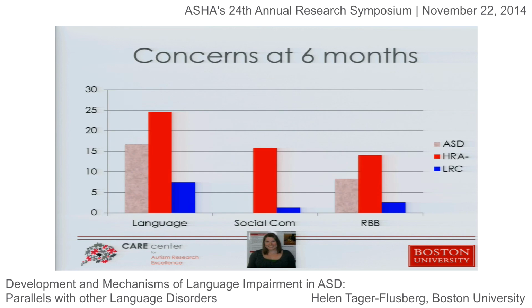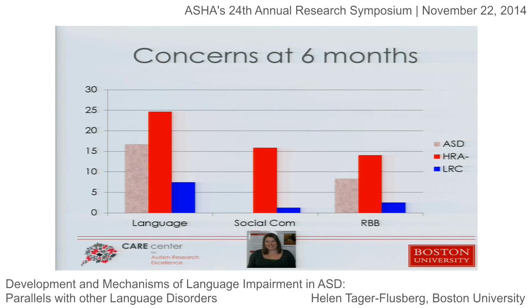So at 6 months, here's what we found, okay? And for a lot of the slides, you can kind of read them the same. The blue is our low-risk control group. The red is the group of infants who are high risk but did not have autism at 36 months, and the pink are the autism outcome kids, okay? And what you can see is we've divided the concerns into the sort of domains, the social communication domain and the repetitive behavior and restricted interest domain that are part of the defining characteristics, and language.